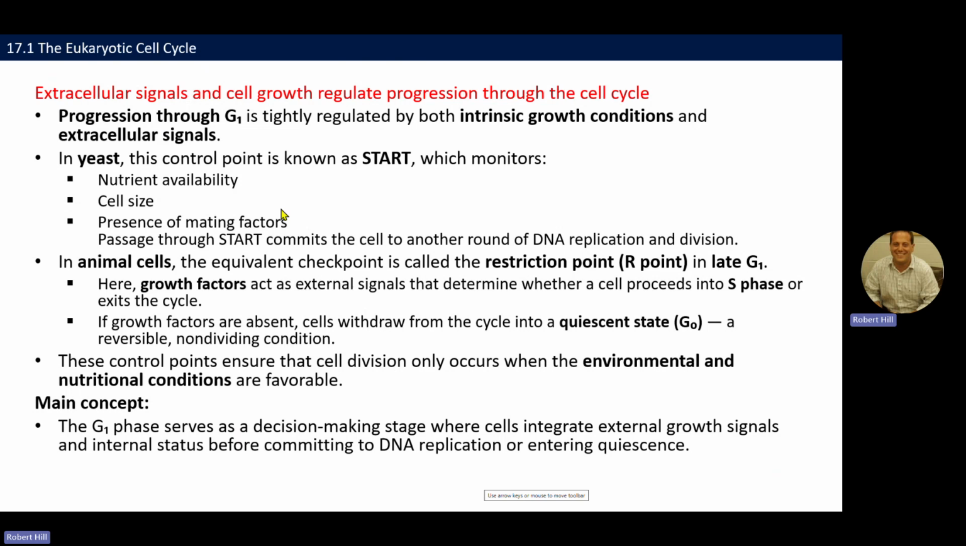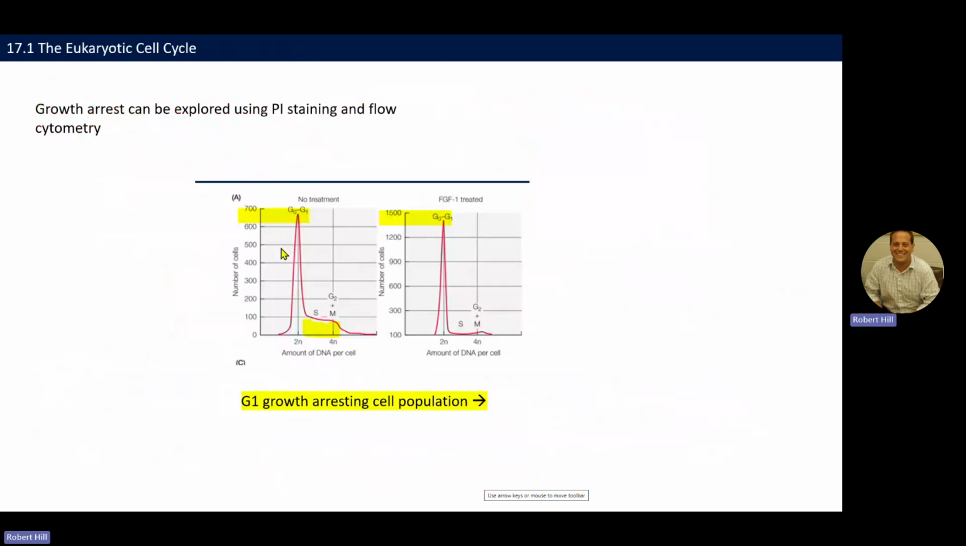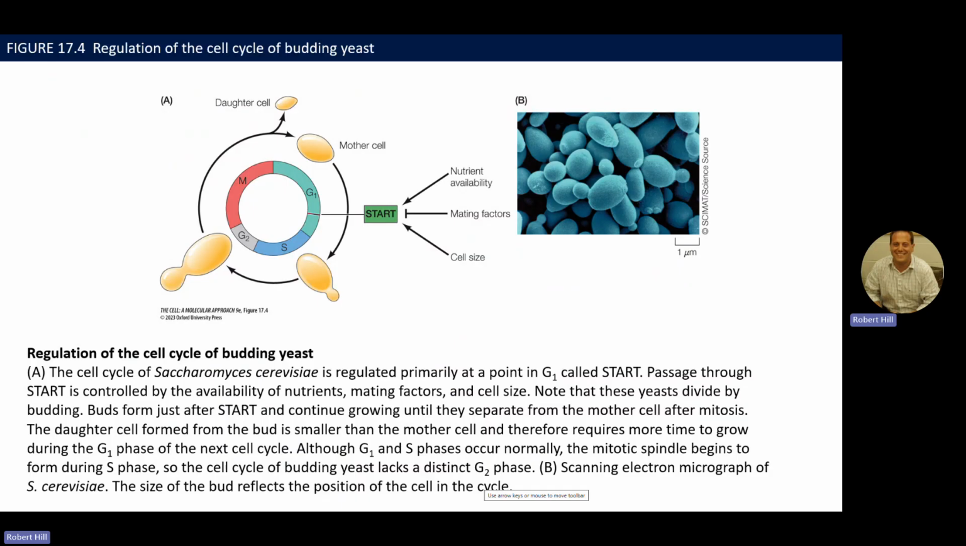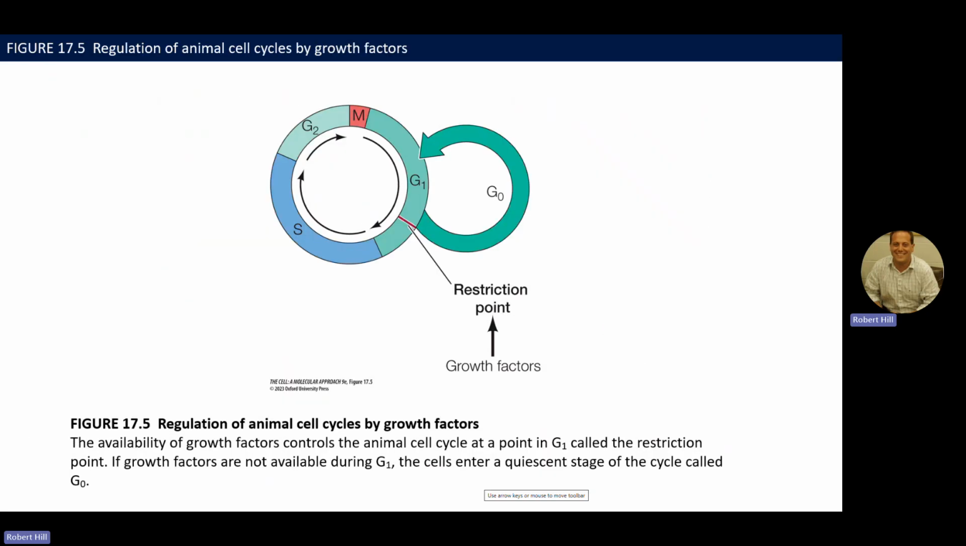And I apologize, I jumped right to the figure, so it's the same thing though. So this is the figure, yeast cell cycle, division is regulated by start, and nutrient and mating cues are what control this checkpoint. Budding begins immediately after start, you can see. So we're getting ready to go, and we've got that micrograph over there. All right. So this figure is really illustrating the restriction point in animal cells.